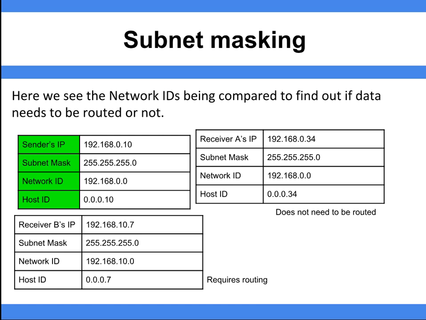So we therefore know that that is on the same network and therefore does not need to be routed. If we compare that to receiver B, the subnet mask is the same. We've applied that to the IP address, but the network ID that comes out is different. So when we compare it to the network ID of the sender, we know that it's not on the same network, and therefore it must require routing to get to its destination.